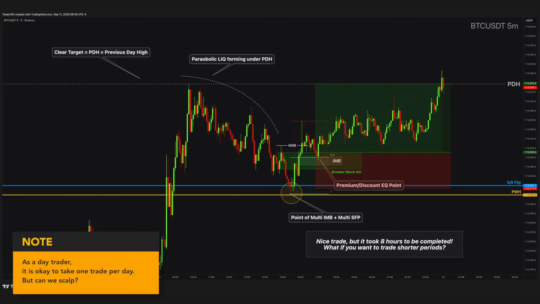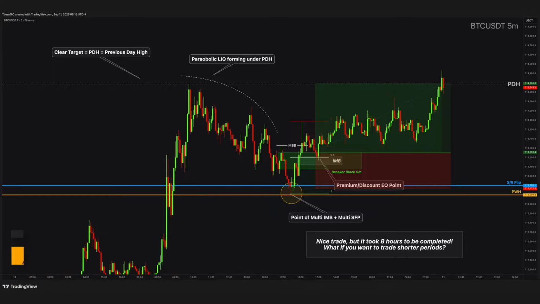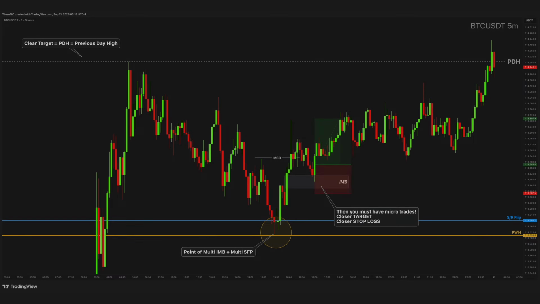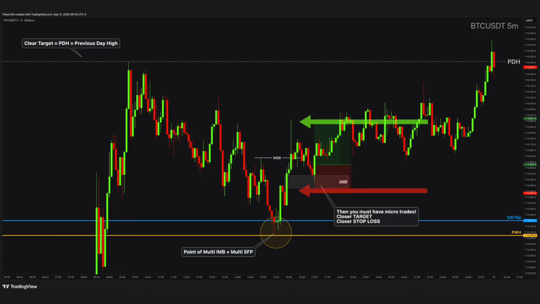So now let's zoom in on the area even closer and break it down one more time. If you want to trade in shorter time frames, like under 1 hour, 30 minutes, or even as little as 15 minutes, the only real solution is to use closer targets along with tighter stop losses.